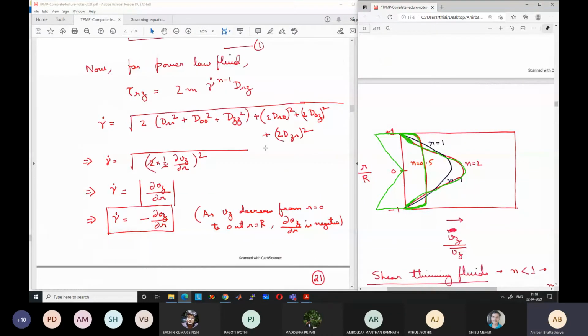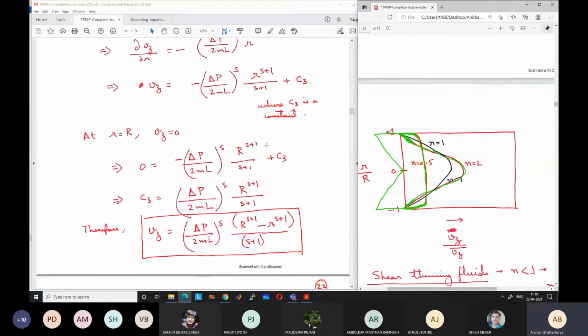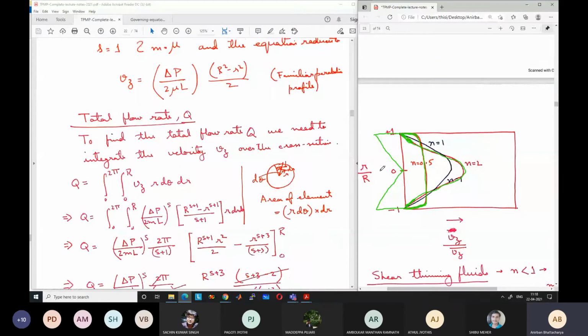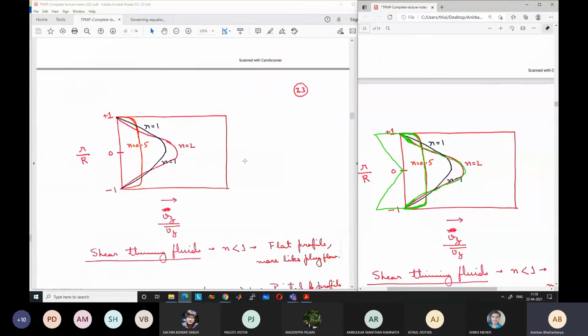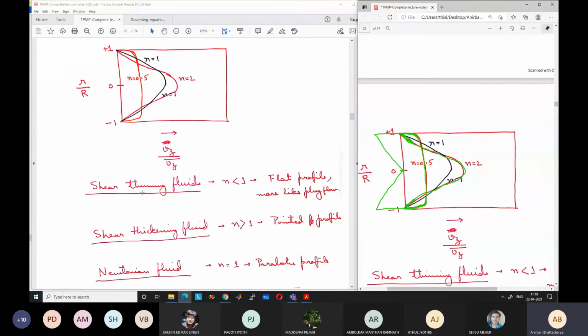So shear thinning fluid, n is less than 1, flat profile more like plug flow. Shear thickening fluid, n is greater than 1, pointed profile more like triangular flow. Newtonian fluid, n equal to 1, parabolic profile. Okay, so these are the types of profiles that we obtain for different types of fluid by using the power law model. Okay. Remember that this is only a model.